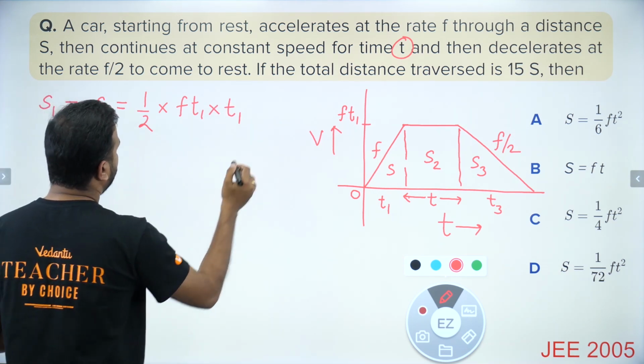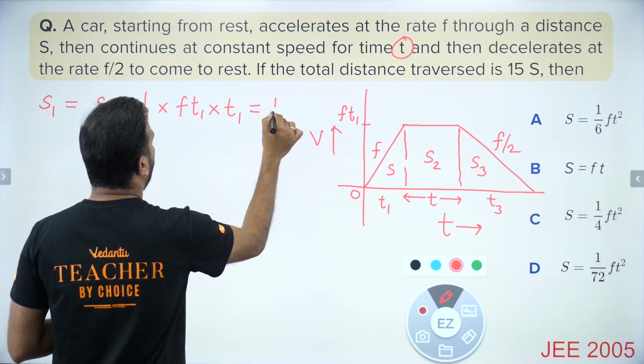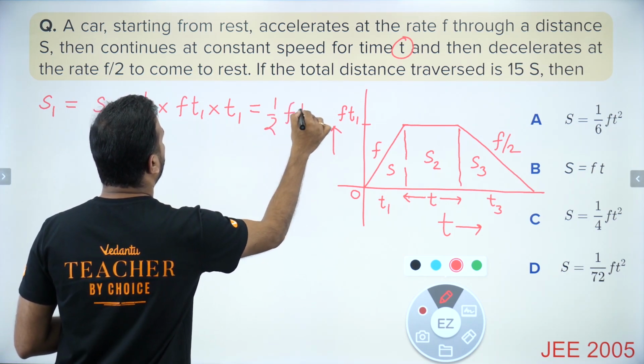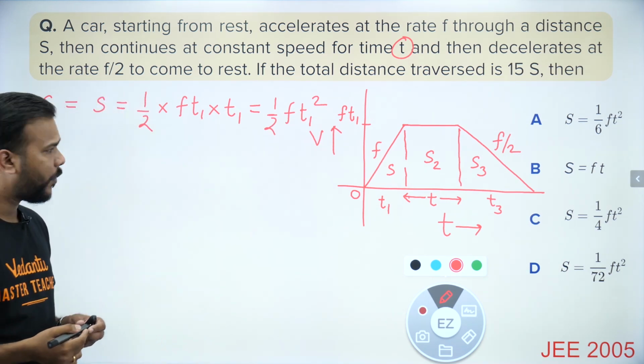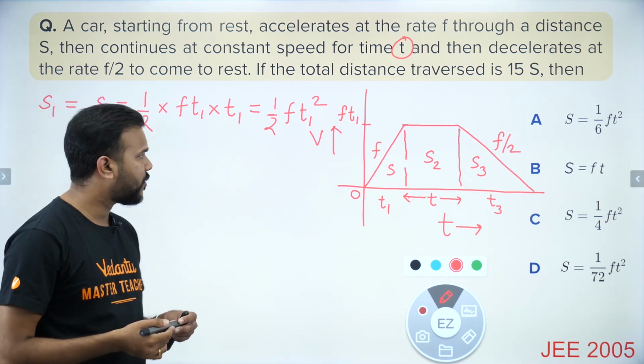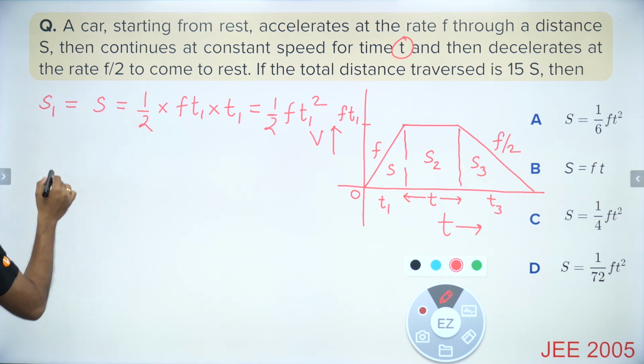So what do we get S as? We get it as half f t1 square. Okay, you can get this by the second equation of motion as well, ut plus half at square. So this is your equation number 1.